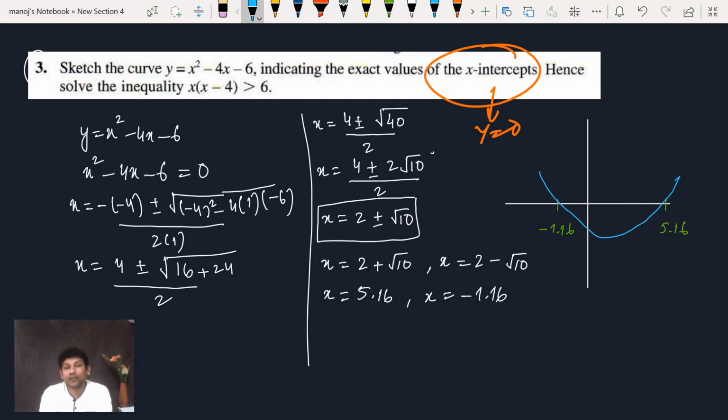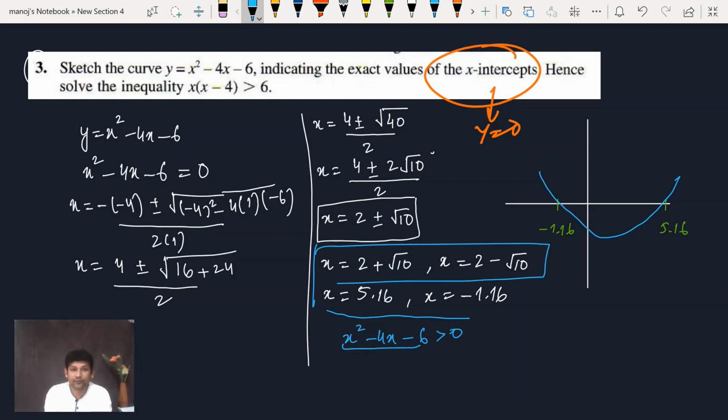Okay, but here they ask, hence solve the inequality. When we solve it, what you will observe, just look here, x squared minus 4x minus 6 greater than 0. When this situation is there, we have already found the roots of x, these two results. You can use this. So what's the method? I will write x here, and greater than means you're talking about this part.